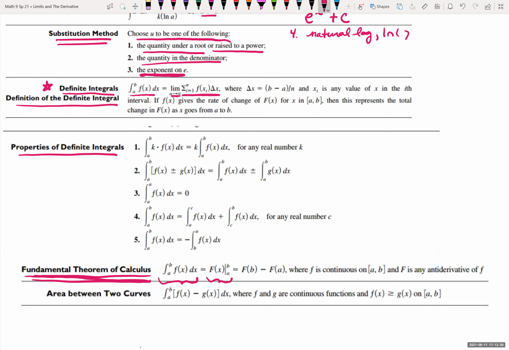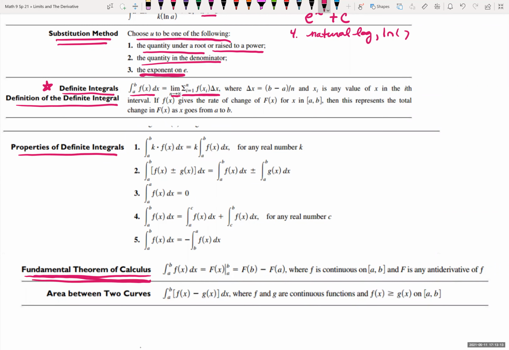Well, we could write this as capital F of x with a vertical line, b on top, a on the bottom of that vertical line on the right. And that just is saying that we're looking at the antiderivative evaluated at our upper limit of integration minus the antiderivative evaluated at our lower bound of integration. We have to have some rules to use this: that our function f is continuous on [a, b], and capital F is any antiderivative of our function f of x, which is our integrand.